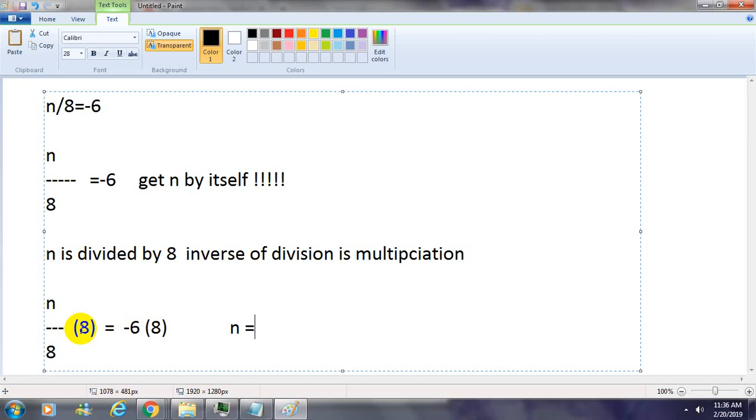Now we just use the calculator to do -6 times 8. So you just plug in -6 times 8 into your calculator, and you get -48. So that's the answer. N equals -48. Okay? So that's how you do all these problems. They're all the same.